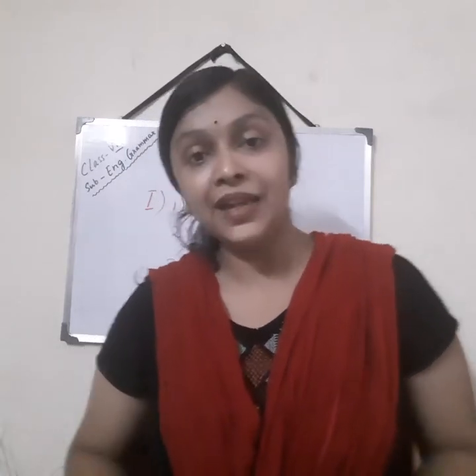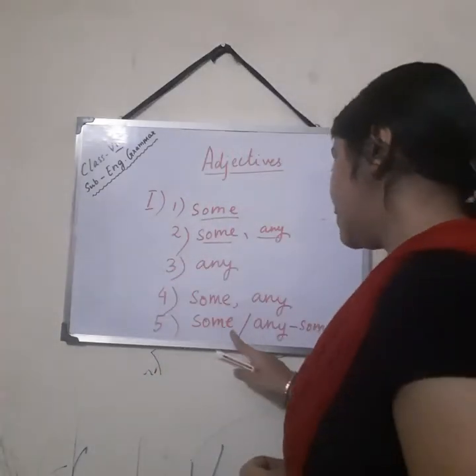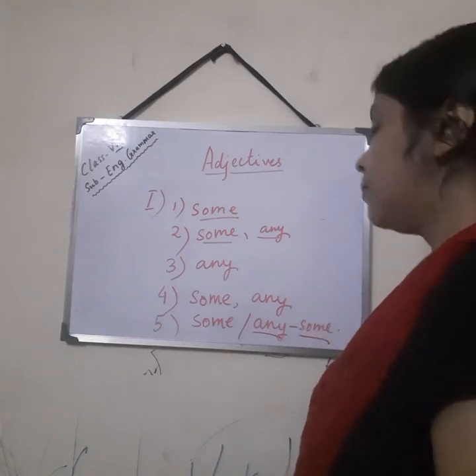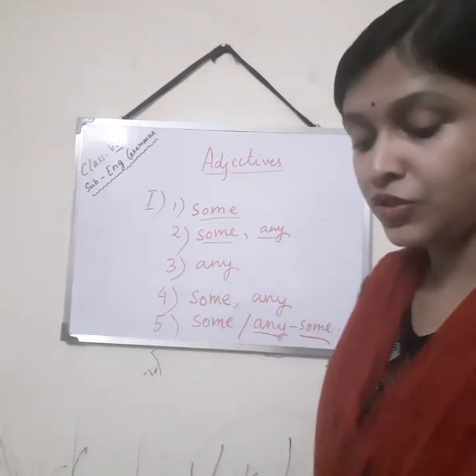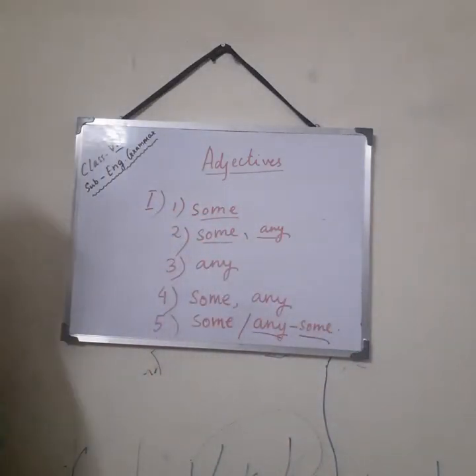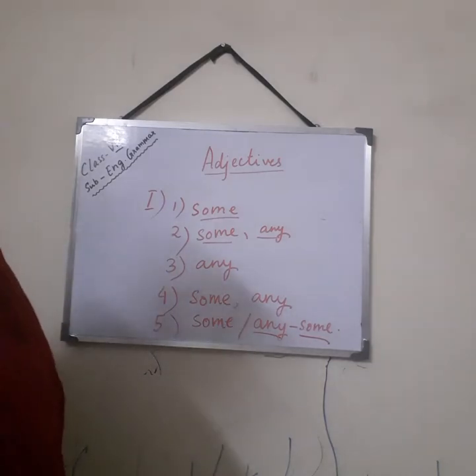For the first blank, it will be some. The second blank, you can write either any or some. Both are correct. It depends on the connotation, whether a positive answer is expected or a negative answer is expected. Okay. So let us go to the next part of the chapter.